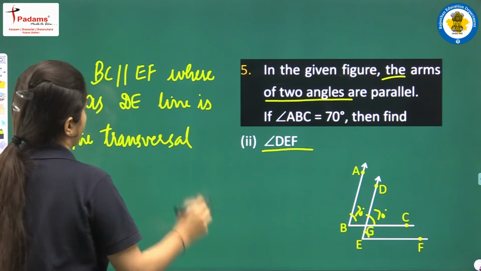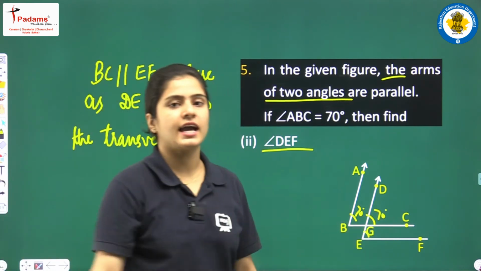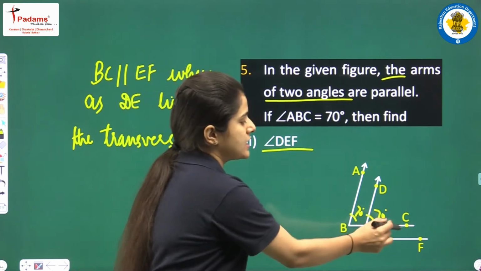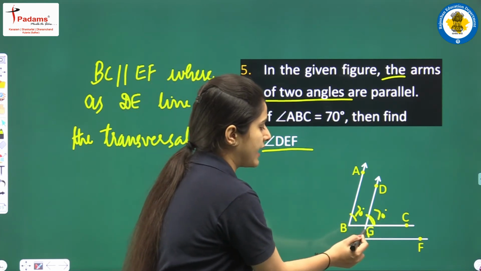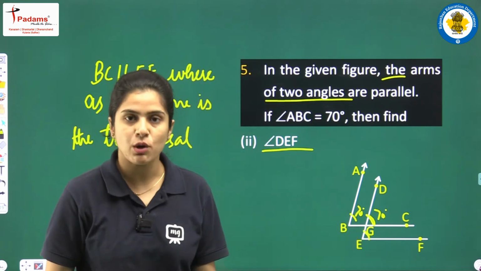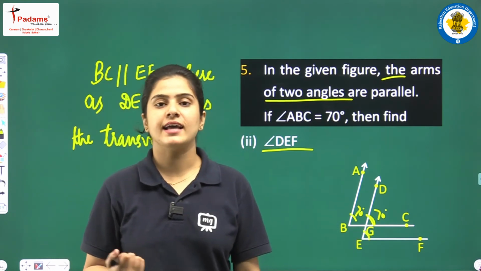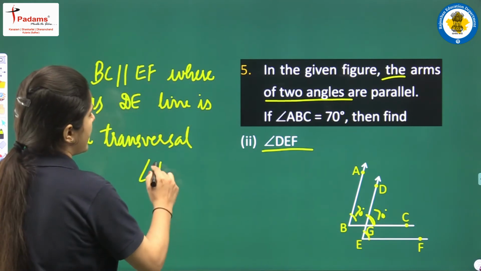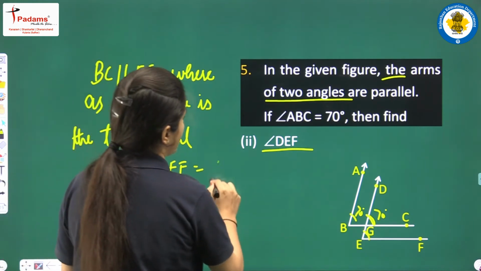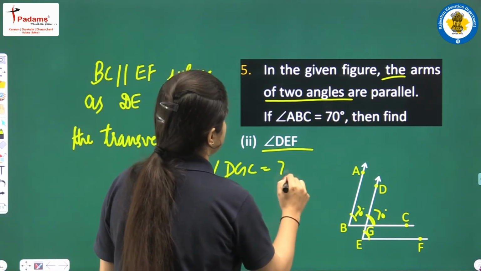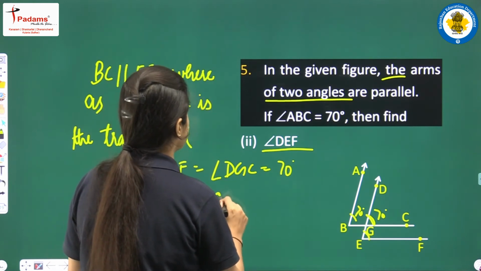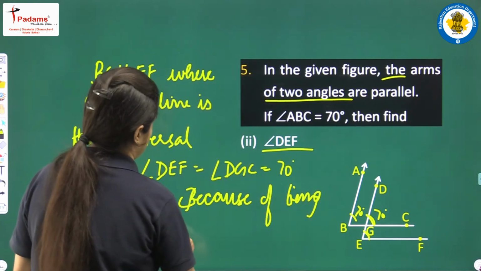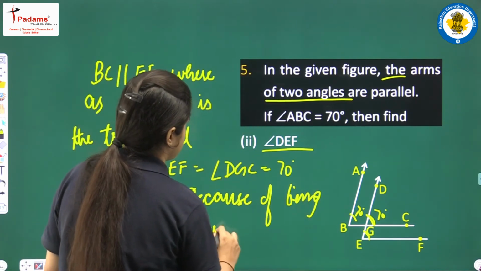Right. अब हमें पता है कि ये दोनों लाइंस क्या हैं, पैरेलल हैं और ये लाइन इसकी ट्रांसवर्सल है. तो अगर ये दोनों लाइंस पैरेलल है और ये इसकी ट्रांसवर्सल है तो ये वाला एंगल और ये वाला एंगल क्या होगा, कॉरेस्पॉन्डिंग एंगल्स होंगे. और अगर लाइंस पैरेलल है तो कॉरेस्पॉन्डिंग एंगल्स आपस में इक्वल होंगे. So students, the answer of this is angle DEF is equals to angle DGC, which is equal to 70 degree because of being corresponding angles.